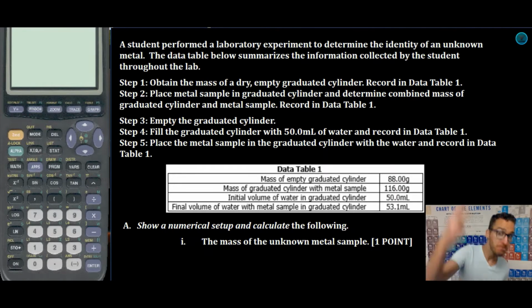Step 3. Empty the graduated cylinder. Step 4. Fill the graduated cylinder with 50.0 milliliters of water and record in data table 1. Step 5. Place the metal sample in the graduated cylinder with the water and record in data table 1. Let's take a look at the data.